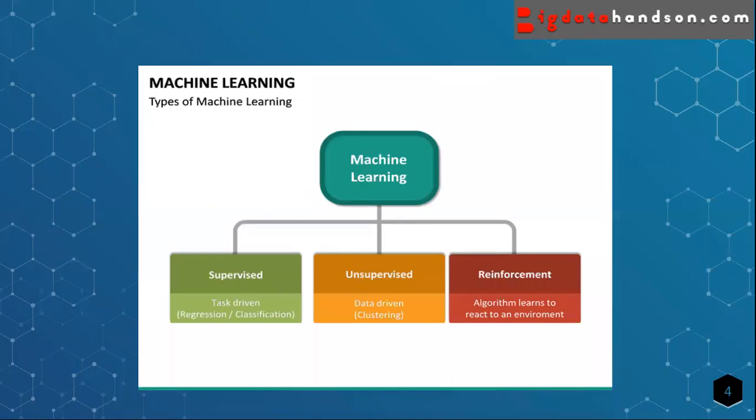Okay, types of machine learning. Machine learning has three subsets: supervised learning, unsupervised learning, and reinforcement learning. The learning is separated into three parts: supervised, unsupervised, reinforcement. So we'll see one by one.